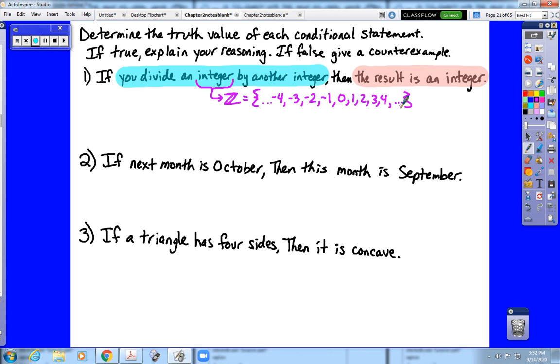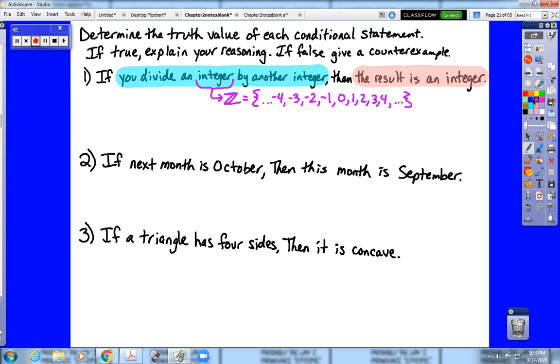So in this first example, it says, you divide an integer by another integer. So the question you have to ask yourself is, is it possible to divide an integer by an integer? And with the exception of dividing by 0, yes, you can divide any integer by any other integer, which means that P, the hypothesis, is true because it is possible to divide an integer by an integer. Unless you're trying to divide by 0, but that's a whole other thing.